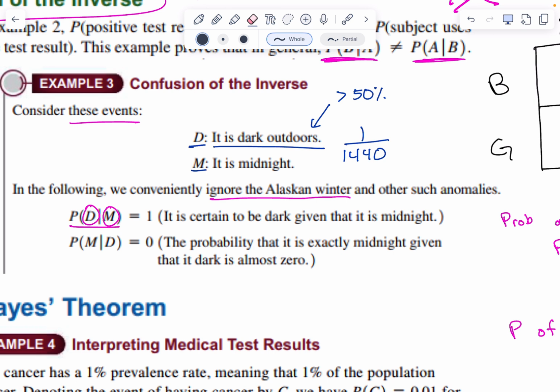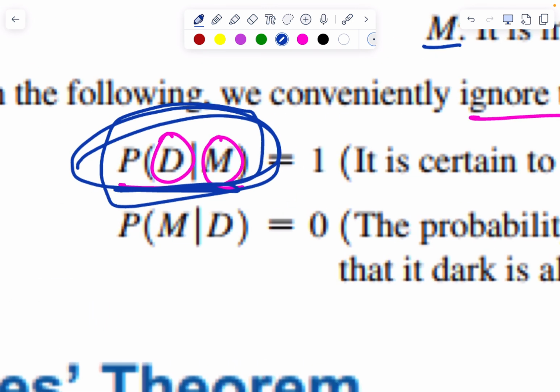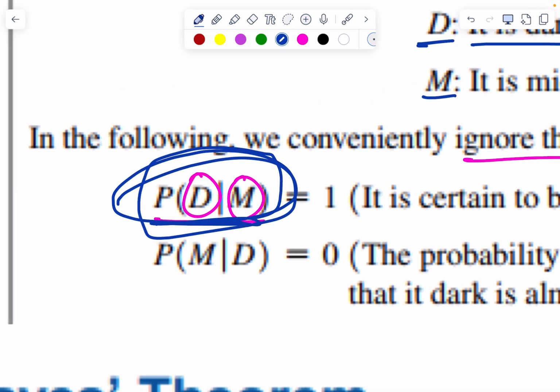Okay. So if we look at this one right here and ask, what's the probability that it is dark, given that we know it's midnight right now? Close to 100%, or they say 1, right? Exactly 100% if we're ignoring Alaskan winters and all that stuff where it could still be light out.